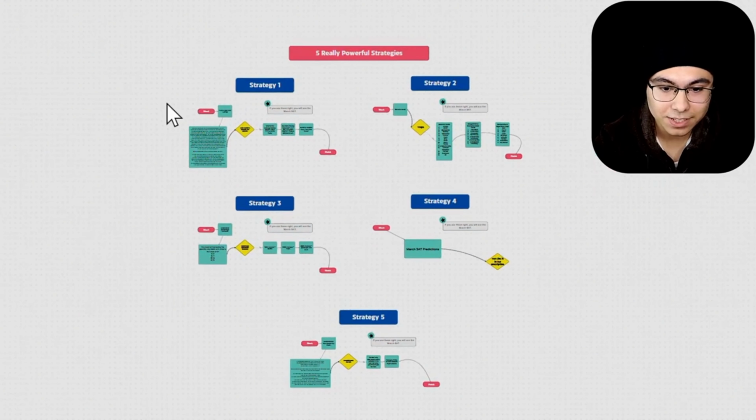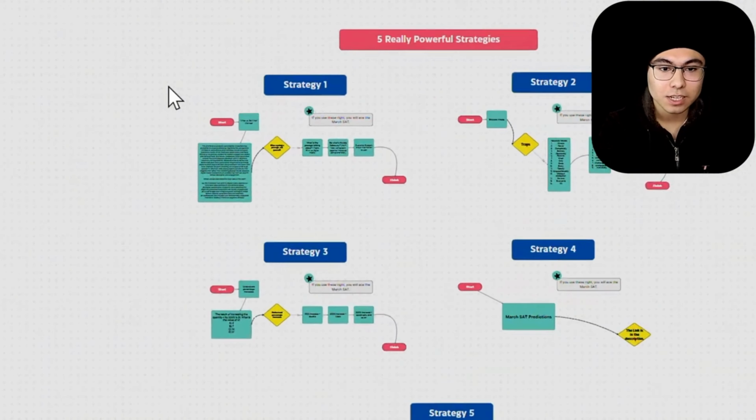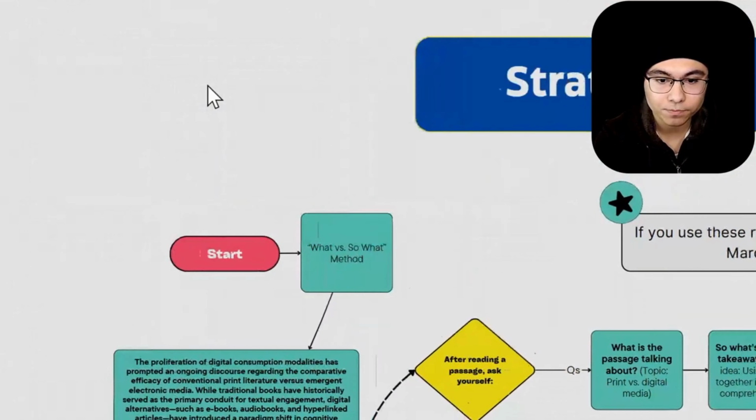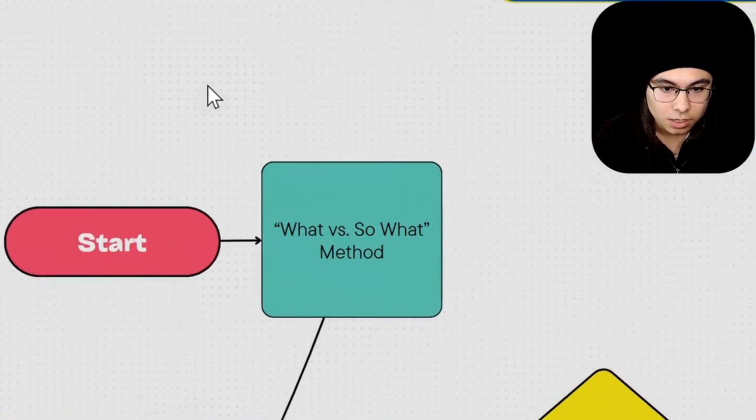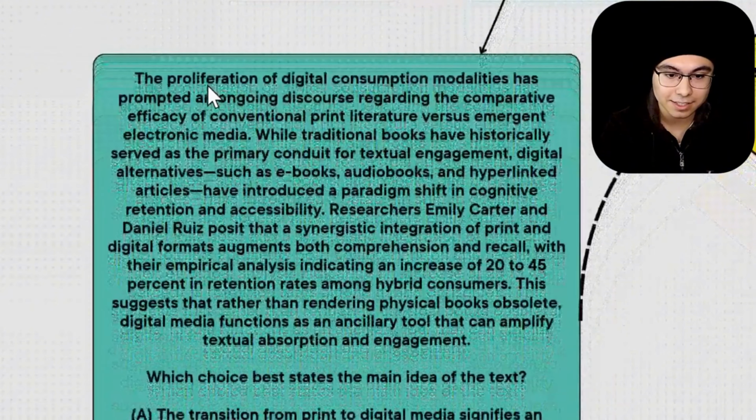So in this video, as you can see in this whiteboard, I will share 5 really powerful strategies, and each one is so important if you're taking the March SAT. So let's get into it. So here we have strategy number 1, and it's called what versus so what method, and it is so powerful. Firstly, I will give you the SAT question that I've created, and then I will show you how this strategy is applied in this specific question, and how you can use this exact same strategy on other SAT questions. So let's look at this SAT question.